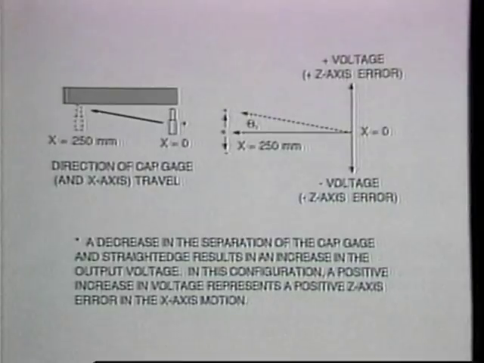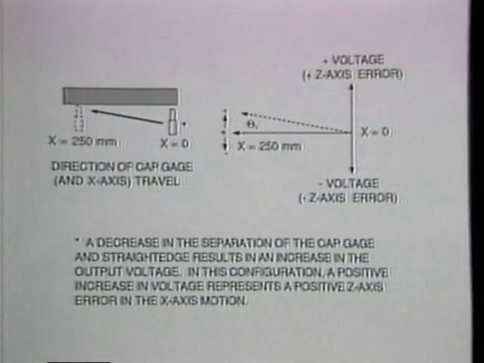In this lab, sign convention is critical. From our previous work with the cap gauge, we know that a decrease in the separation of the straight edge and the cap gauge results in an increase in signal voltage. Notice that in the setup for the x-axis straightness measurement, an increase in voltage corresponds to a positive z-axis error in the motion of the x-axis slide.